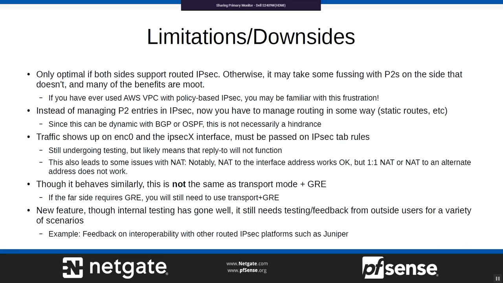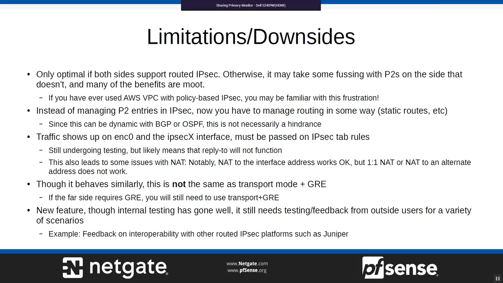Another limitation is the trade-off of, instead of managing phase 2 entries, now you have to manage routes. That could be easier with the dynamic routing daemon. It could be easier, if you're more familiar with routes. But some people like to have everything all together. It's kind of a downside because before they could manage everything in IPsec, but now they have to think about routes. So really, it's kind of a trade-off. If you're going into it aware of that, it's not a huge deal, but it comes down to the preference of what your needs are.